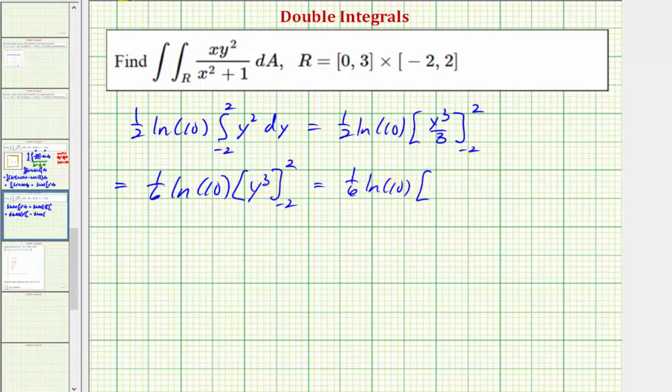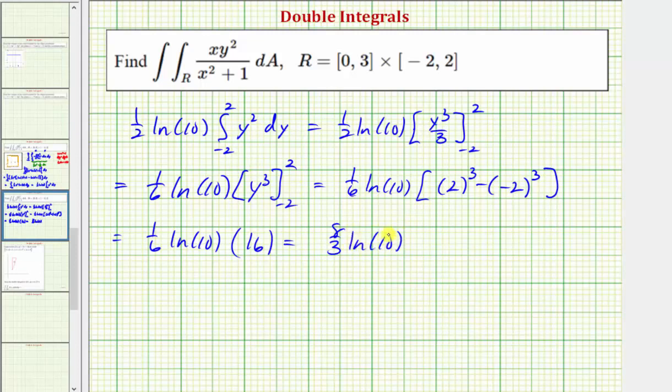Now when y is positive 2, we have 2 cubed, minus when y is -2, we have -2 cubed. So this is equal to 1/6 times natural log 10 times, here we're going to have 8 minus -8, which is equal to 16. And 16/6 is equal to 8/3, so the exact value of the double integral over the region of integration is 8/3 natural log 10, which is approximately 6.1402.